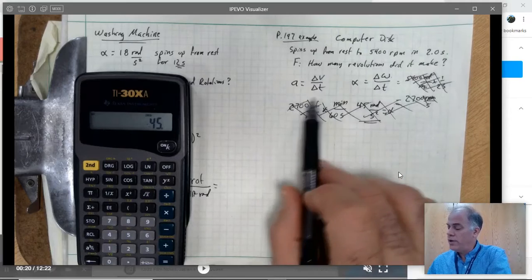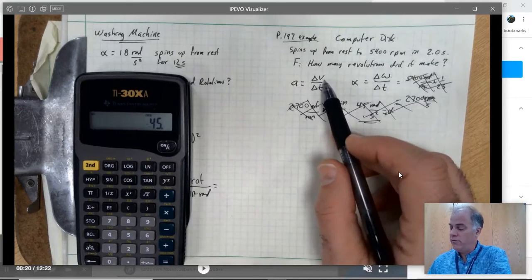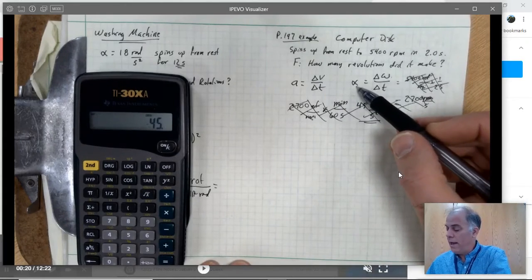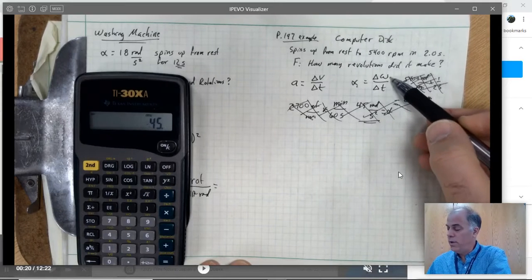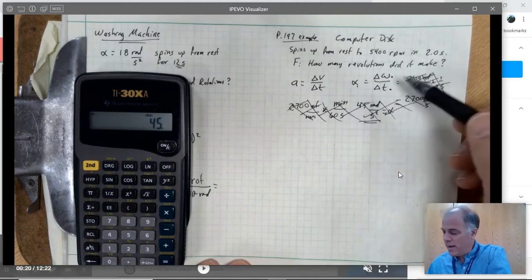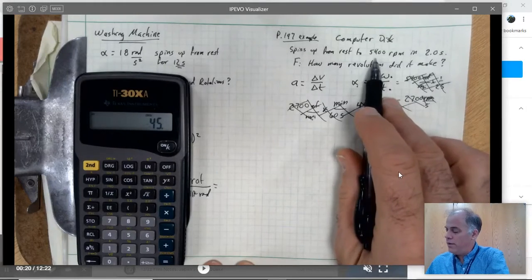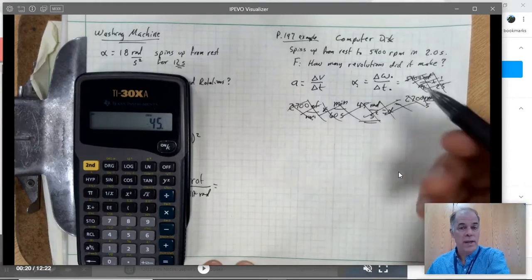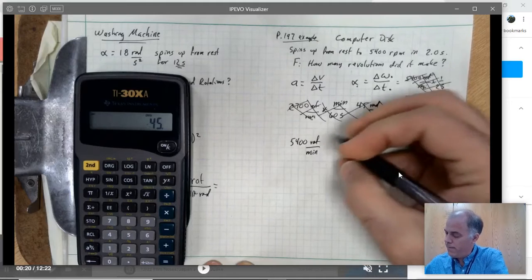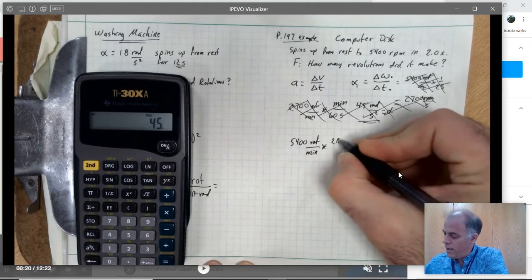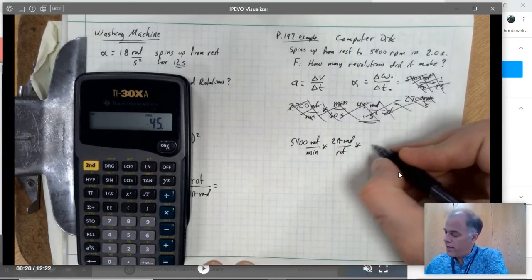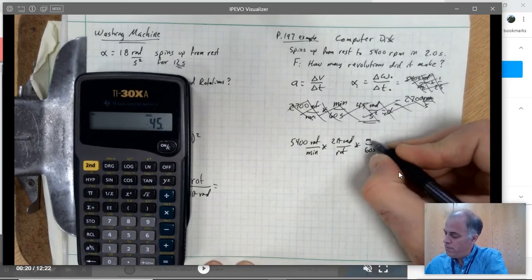Now, if we were doing linear acceleration, acceleration is change in velocity over change in time. And we can convert that into angular terms by saying alpha, the angular acceleration, is equal to the angular velocity divided by time, or rotational velocity divided by time. So that's where we're going to go with this. Now, the first step here is to convert our 5,400 RPMs into radians per second. So 5,400 rotations per minute. And then we're going to multiply that by 2 pi radians per rotation. And then we also want to get away from minutes and into seconds. So we're going to do 60 seconds per minute.